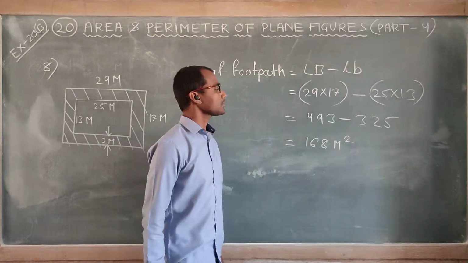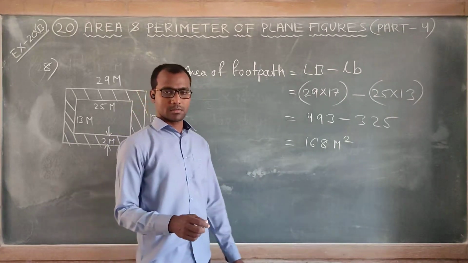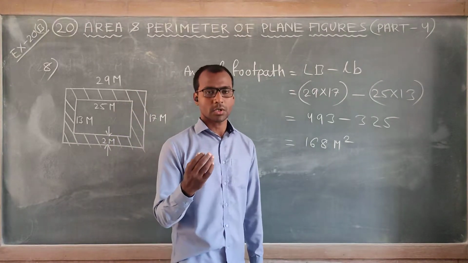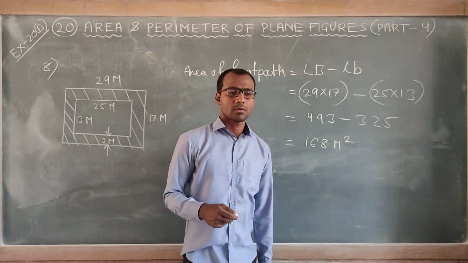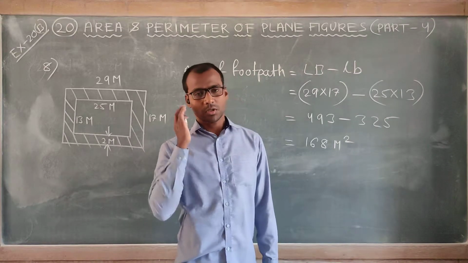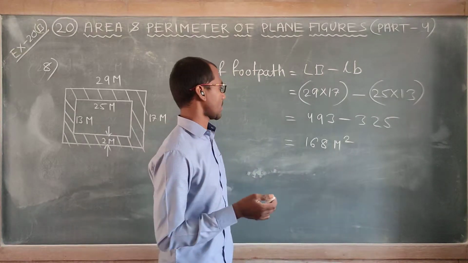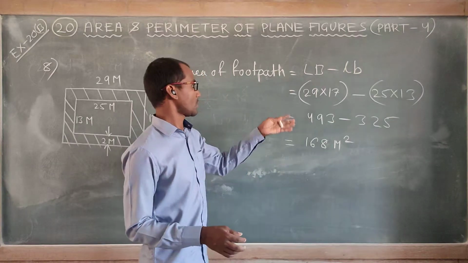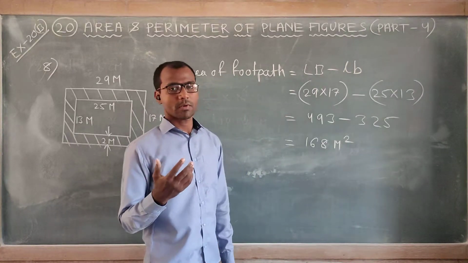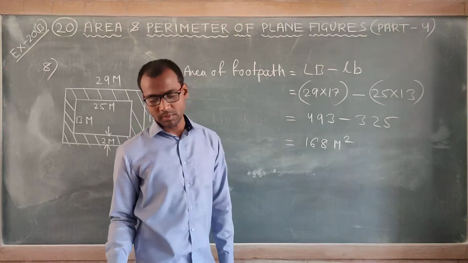Ready? Now this is one method. There is another method, that is a soft trick for this. Although many students are not able to memorize that formula, still I am giving this. You don't need to do like this. Directly using the formula you will get 168 square meter.